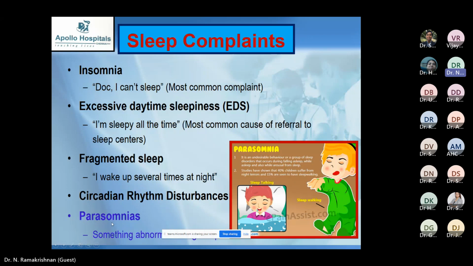Parasomnias, I'll just make a mention. As I said, sleepwalking, sleep talking, sleep eating are all common, more in children than in adults. The only thing that we need to keep in mind about parasomnias is sometimes this automatic behavior could be related to a temporal lobe seizure.